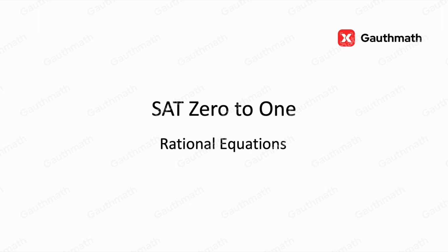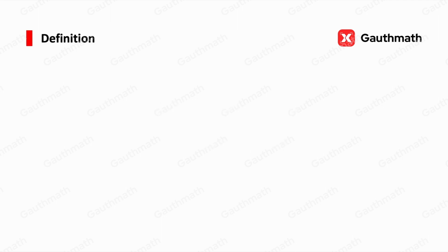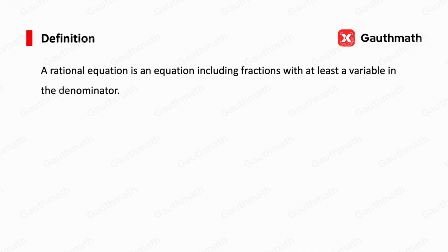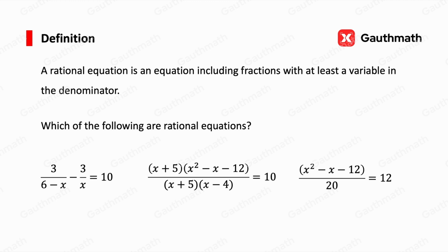Today let's talk about rational equations. First, let's look at the definition of rational equations. A rational equation is an equation including fractions with at least a variable in the denominator. So which of the following are rational equations? We have three equations, and we may see that for the first and second one, x appears at the denominator. But for the third one, x only appears at the numerator. So the first and second are rational equations, but the third one is not.